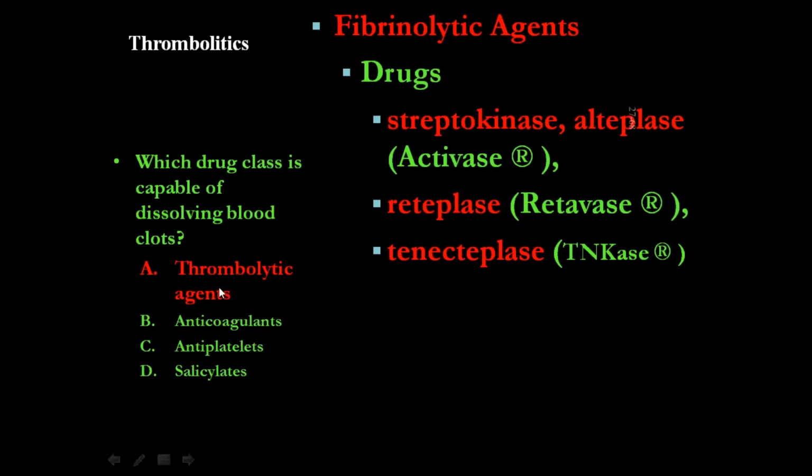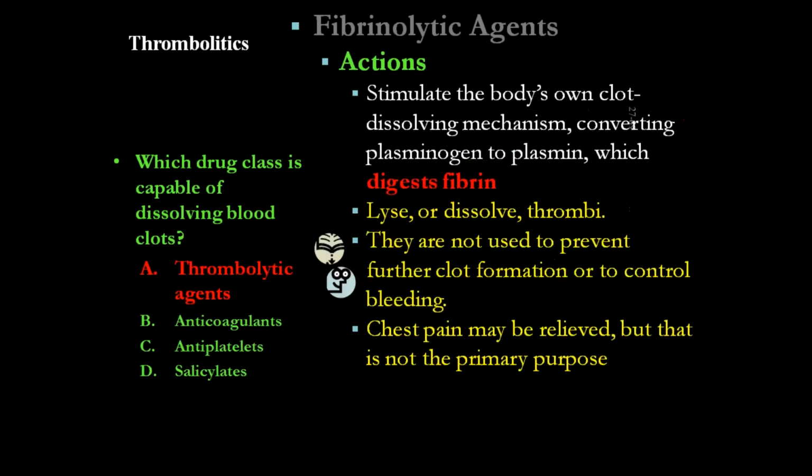Thrombolytics, I call them the drainers of the faucets. Why? Because fibrinolytics dissolve the clots completely. We have streptokinase, alteplase, and tenecteplase. Those are the ones that totally dissolve the thrombi, right? It's going to literally digest the fibrin.